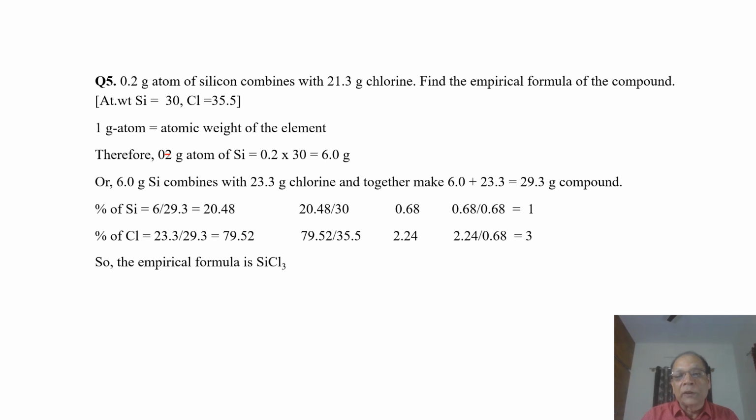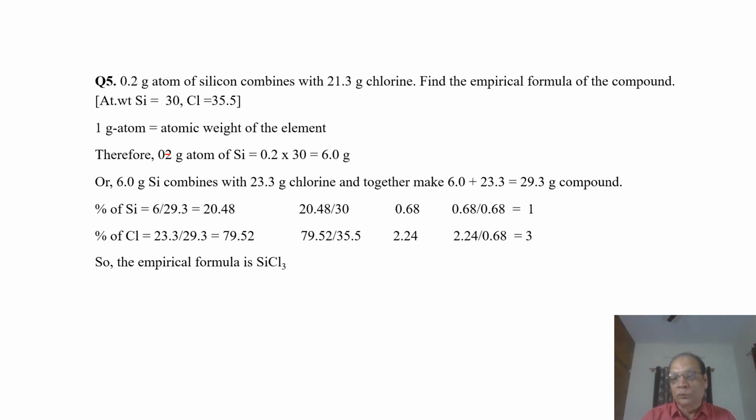Now, dividing these by the atomic weights, we have 0.68 and 2.24 here. So dividing by the lowest quotient, 0.68 divided by 0.68 is 1, and 2.24 divided by 0.68 is 3. So the empirical formula of the chloride formed is SiCl3.